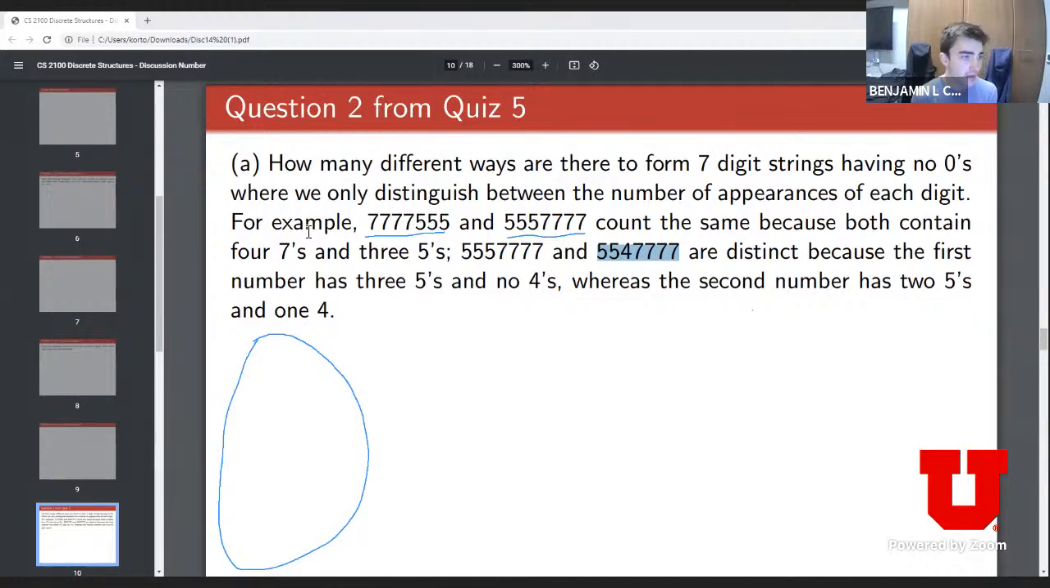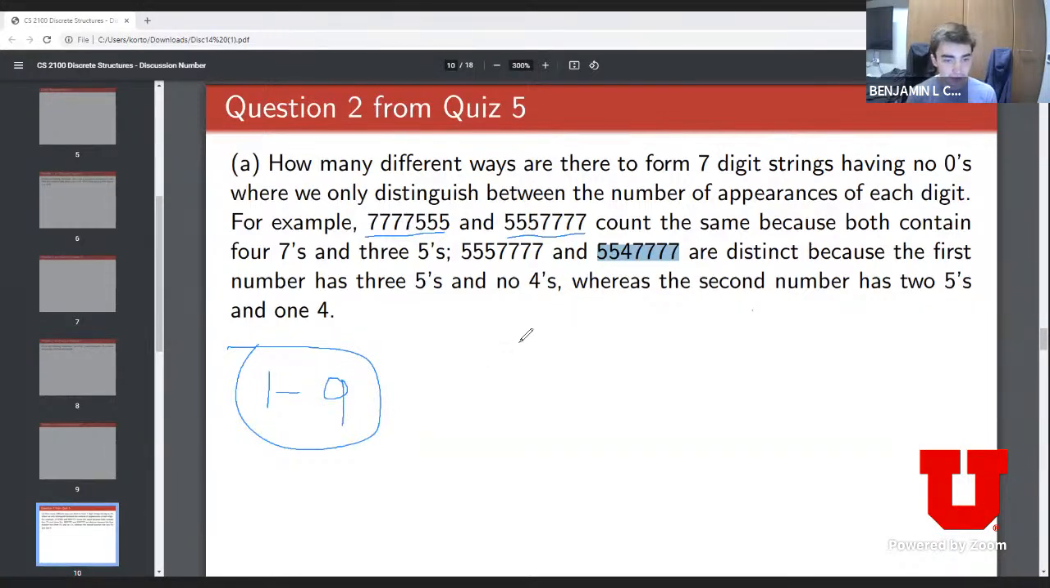It's like a basket problem. Yeah, agreed. It is like a basket problem, right? We need to create a multiset from a list of items 1 through 9. So maybe we have some bag or some basket that's full of digits 1 through 9. We can choose as many as we want, right? And we want to choose 7 items. And order doesn't matter, right? The sets 7777555 and 5557777 are the same. How many ways are there for us to choose multisets like this? How many unique multisets are there?